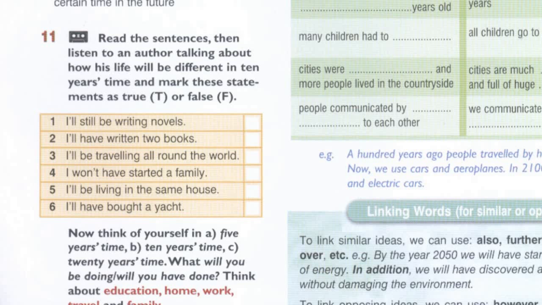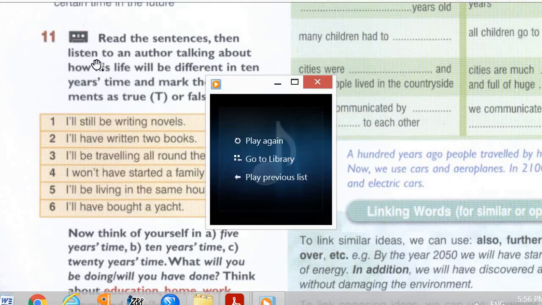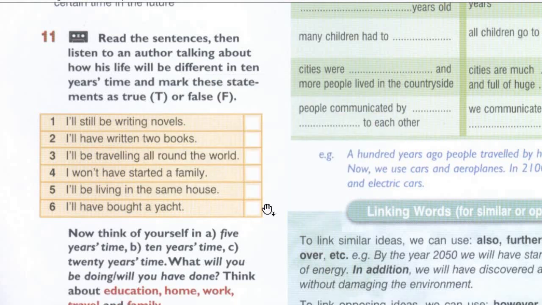The first thing is to understand the meaning of yacht. What is a yacht? A yacht is a sailboat, usually expensive. An expensive sailboat is a yacht. Now, okay, listen to the author and try to find out if the information presented is true or false. Exercise 11, page 46.